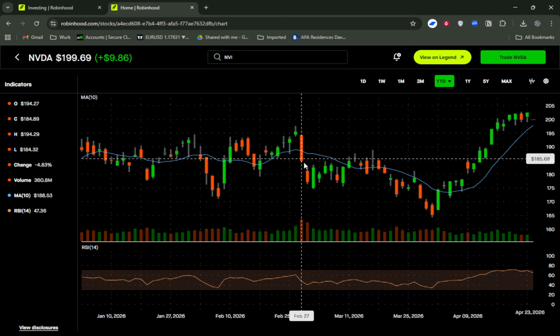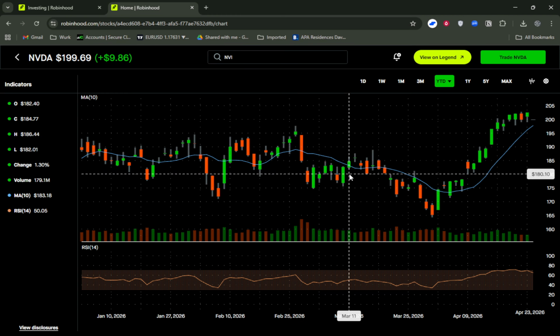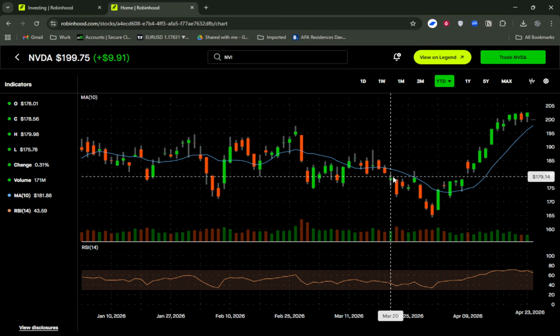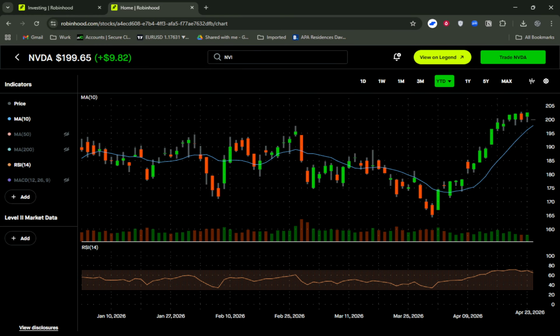Volume is your truth detector. It tells you how many shares are trading. A price move with high volume is more convincing. Strong buying when the price rises or strong selling when it falls. Low volume often means the move is weak or easily reversible. Use volume to confirm whether a move has real participation behind it.